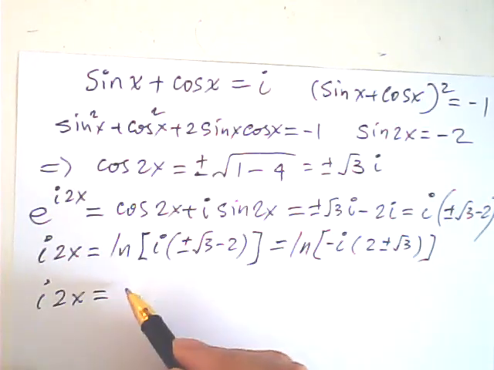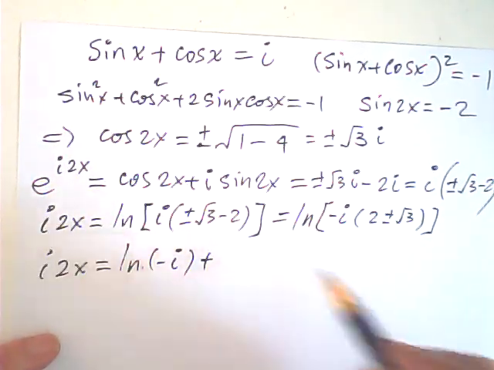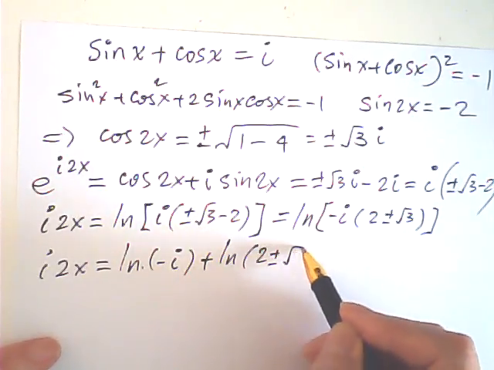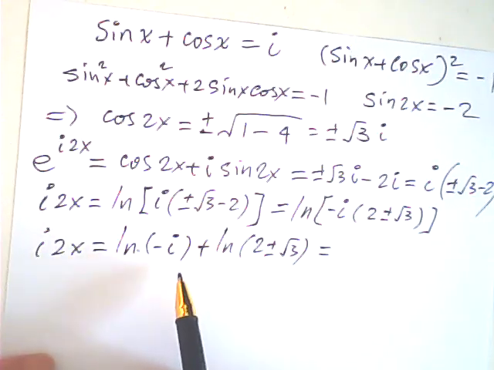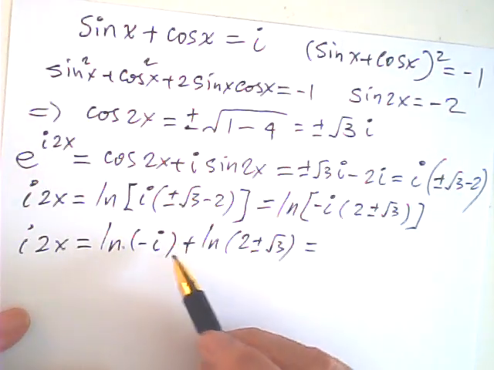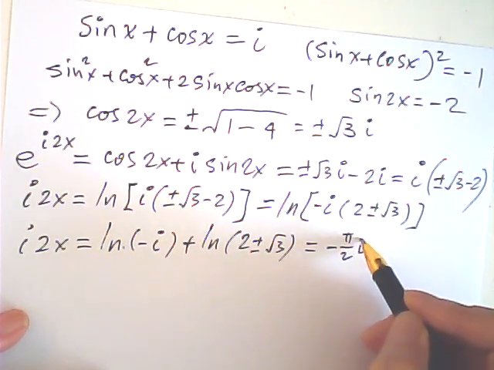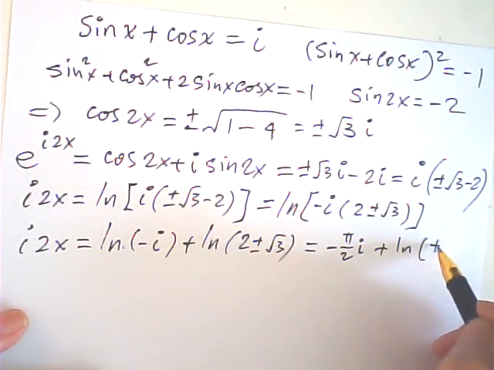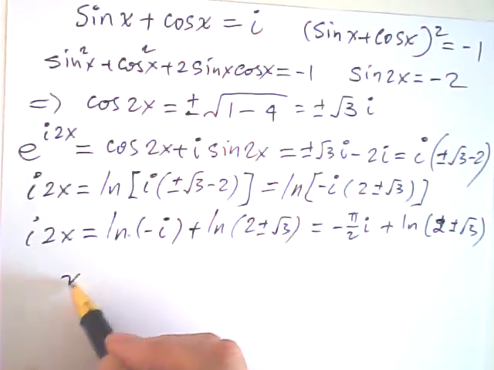So 2x is equal to log of negative i, plus log of 2 plus or minus root 3. Well, negative i is what? Negative i is e to the negative half pi i, right? So this is negative half pi i, plus log of 2 plus or minus root 3. So my x is found.